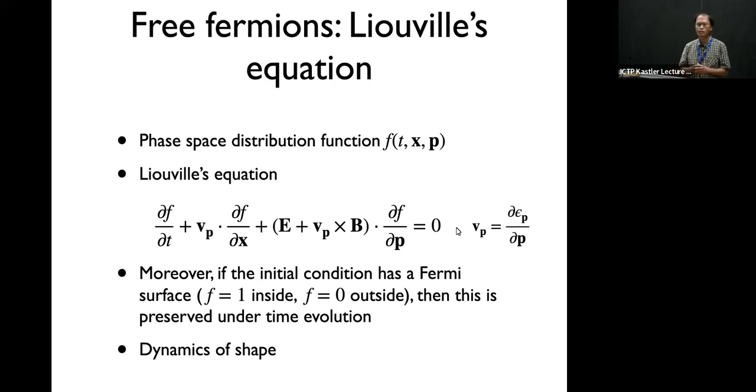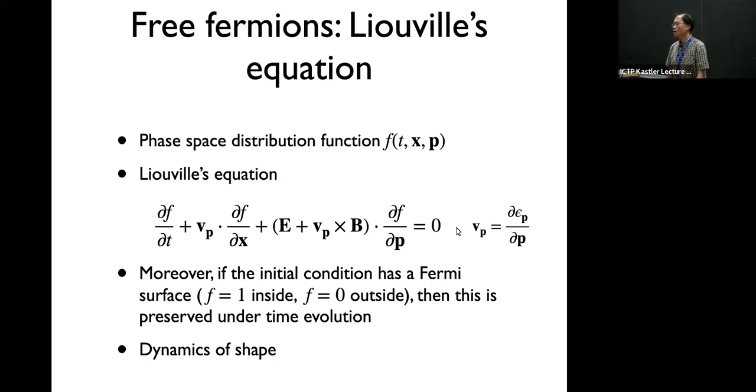Moreover, one can notice the following. If the distribution function is zero or one, like it is in the ground state of a Fermi liquid, then the property that this function is always zero or one is preserved under the Liouville evolution. And that's because the Liouville equation preserves the phase-space volume. And so if we follow each volume of phase space as it moves, the distribution function remains either one or zero, depending on whether it was one or zero in the beginning. And so the Liouville equation preserves the sharpness of the Fermi surface.